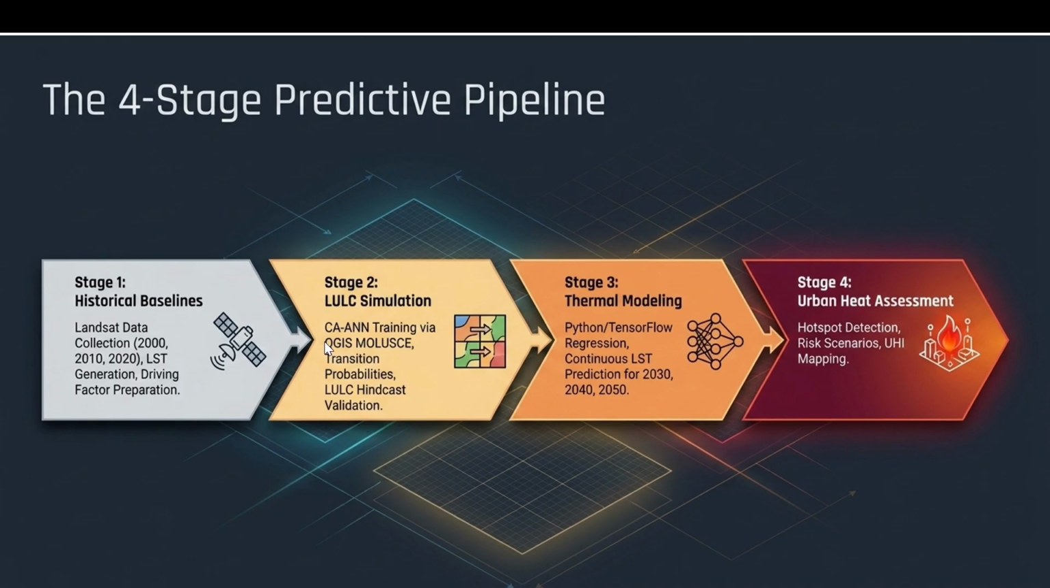After that, we apply the cellular automata artificial neural network training using the QGIS MOLUSCE plugin, and then we simply get the probabilities of the land use land cover. This is the second stage, and then there is another stage, basically called thermal modeling. In the thermal model, you can apply Python TensorFlow or regression for continuous LST prediction for 2030. It's also possible to further identify hotspot detection or risk scenarios for urban heat island or others. If I generate the LST, I can easily make the urban heat island, or I can easily make UTFVI.